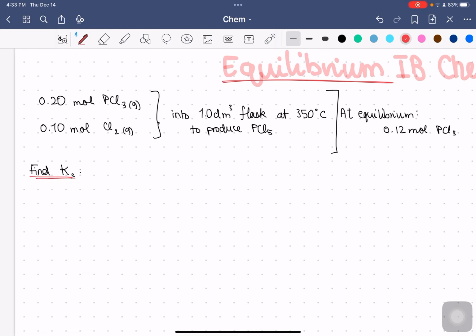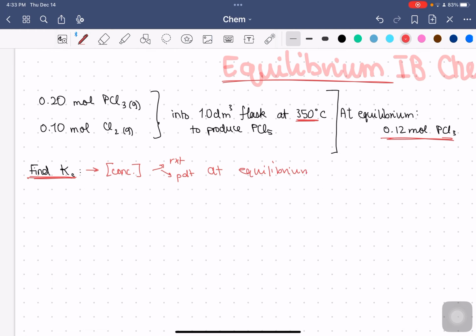So our scenario is that this kid is going to put some PCl3 and some Cl2 in a flask, and it's going to be at 350 degrees Celsius to produce PCl5. At equilibrium, this amount is found, and they're asking us to find Kc. So when they ask us to find Kc, it means we need to find the concentration of reactants and products at equilibrium.